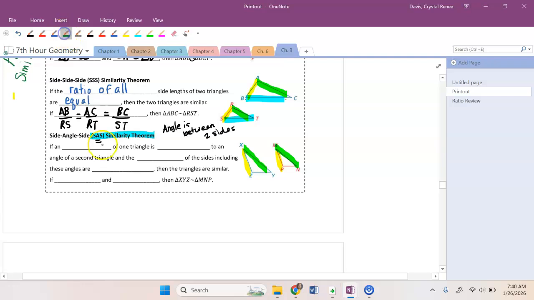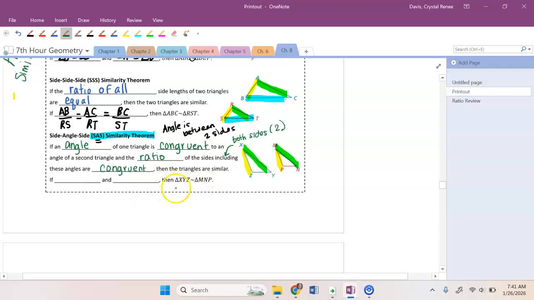All right, so let's fill this out. Okay, so if an angle of one triangle is congruent to an angle of a second triangle, and the ratio of the sides including these angles are congruent. Now remember, there's two sides. I'm going to put both sides as in two pairs. Okay, then the triangles are similar.